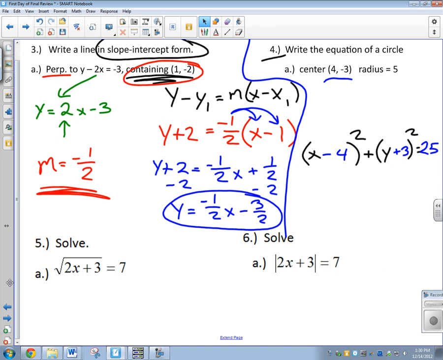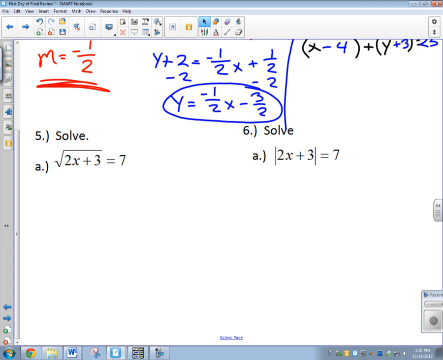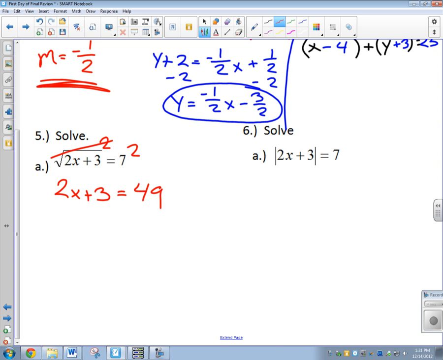Let's look at the next set. So it says the next two are both solve questions. So you can use PEMDAS in reverse if you'd like to. On number 5a, it says the square root of 2x plus 3 is equal to 7. I need to get rid of the square root sign. I can't touch that 2x plus 3 yet because it's underneath the square root. So the first thing I need to do is square both sides. So 2x plus 3 is 49. Now what? Minus 3. 2x is 46.